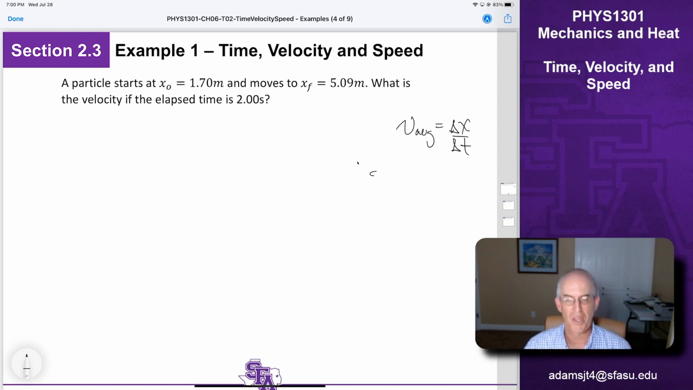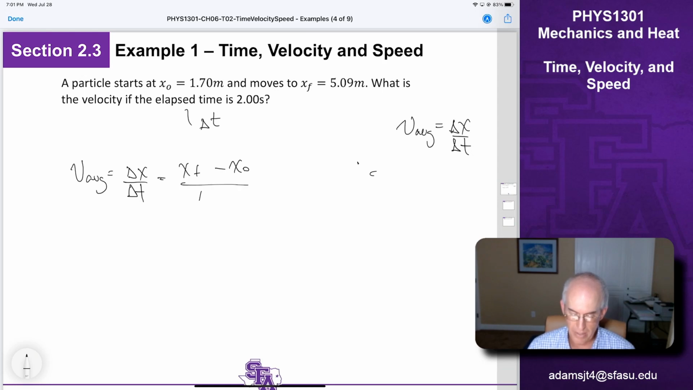And this first problem says a particle starts at position x sub naught equals 1.7 meters and it's going to move to some final position 5.09 meters. What's the velocity if the elapsed time is 2.0 seconds? Remember when I said elapsed time in this example, that's just delta t. So I'm going to rewrite this definition of my average velocity as delta x over delta t. I'm going to remember that delta x is just my final position minus my initial position, or x sub f minus x sub naught. In the denominator, I'm going to leave it as delta t because this problem gives me delta t. It told me that that was 2 seconds.